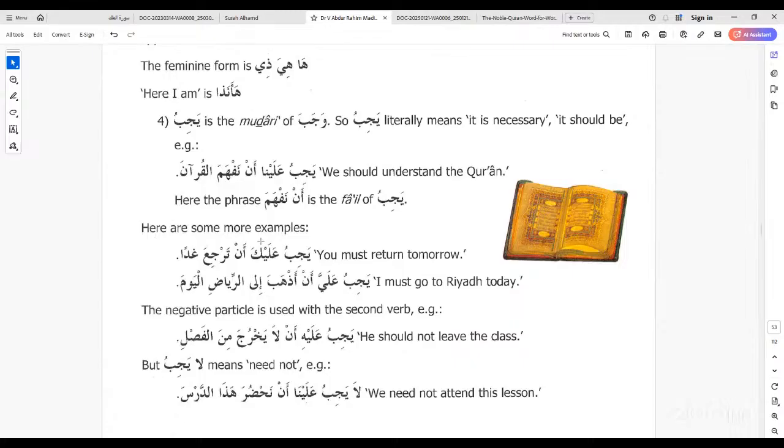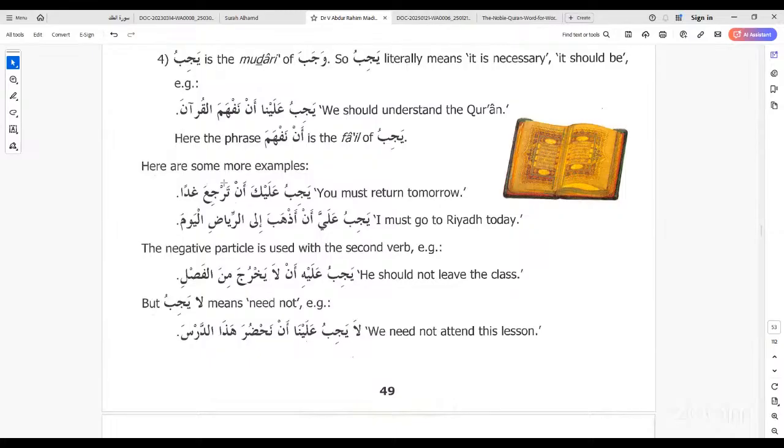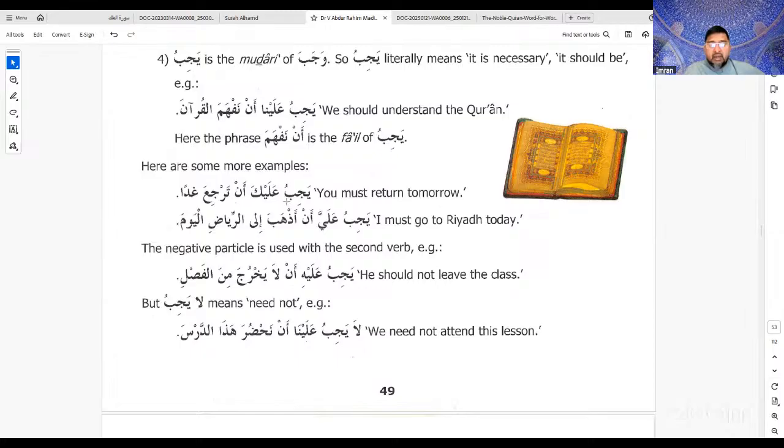Let's do some more examples. You will understand better. Go ahead. Here are some more examples. يجب عليك أن ترجع غدا. You must return tomorrow. So yajibu, have a look and break down the sentence, Sadiqa. Yajibu alayka. Why is it antarja? Why can it not be an narjia? Who is this referring to? Tomorrow. So you must return tomorrow.